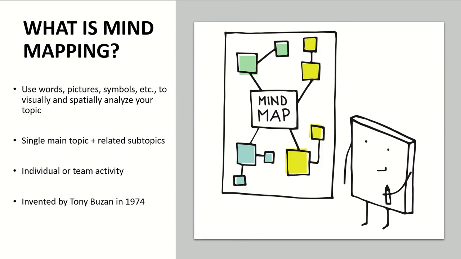Mind mapping is a technique in which you use words, pictures, symbols, and so forth to visualize the topic or issue you're tackling. With this technique, you start with a single main topic from which you connect related subtopics. Mind mapping helps to break down complex topics into actionable and digestible parts in a spatial manner. With mind maps, you can explore the relationships among the sets of data or information you've collected about a problem or an event that you're dealing with. Tony Buzan invented mind maps in 1974.